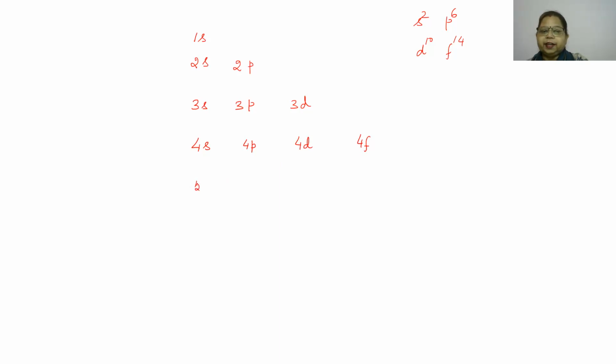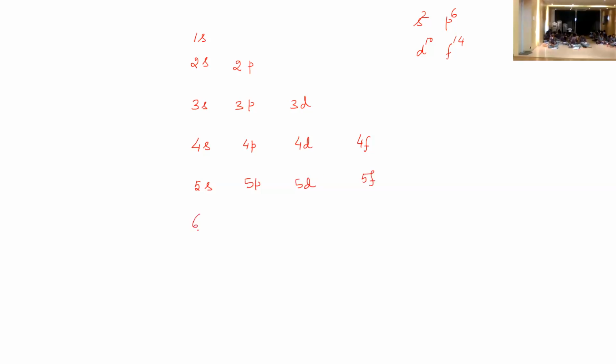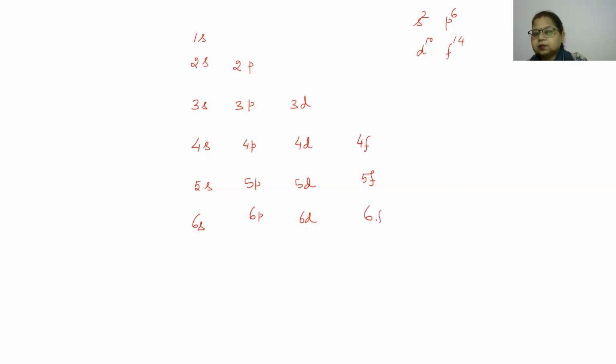Then we'll be writing 5s, 5p, 5d, 5f. Then 6s, 6p, 6d, 6f. Similarly, we will be drawing 7s, 7p, 7d, 7f. Almost till this point only, the elements have been discovered. We can have 8s, 8p, 8d, 8f also. But we need to know, as we have discovered only 118 elements, we have to fill only 118 electrons.